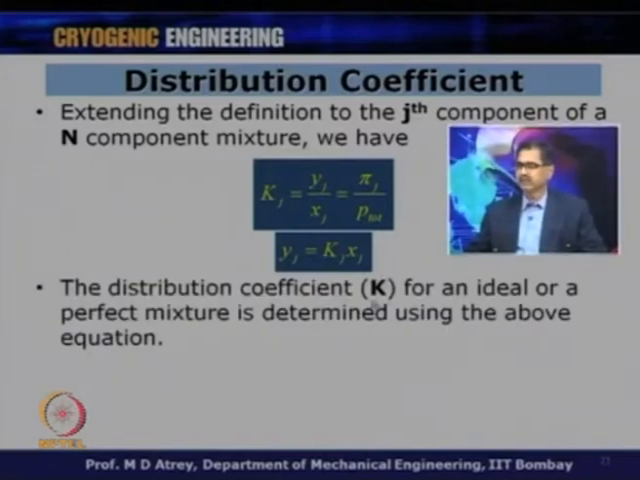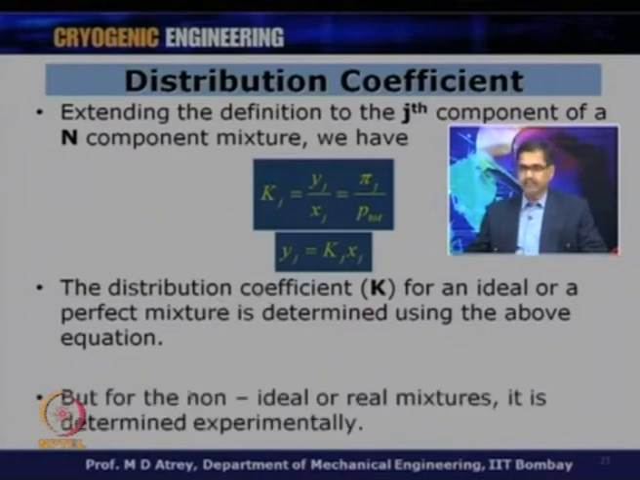The distribution coefficient K for an ideal or a perfect mixture is determined using the above equation. So, if I know the temperature and the pressure, I can calculate the Kj value, and this is for an ideal or a perfect mixture. As I say, Raoult's law holds good for an ideal mixture or a perfect solution wherein there are no intermolecular forces acting. But for a non-ideal or real mixture, it is determined experimentally.